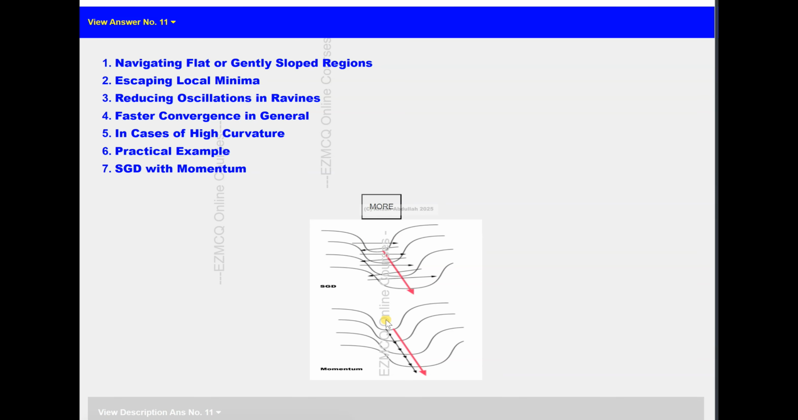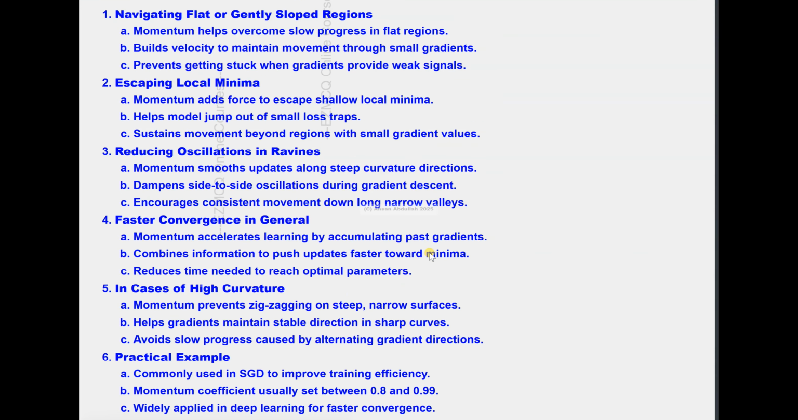So these are the oscillations. You see there are no oscillations with momentum. Faster convergence in general. With oscillation, of course, that will take extra time. So over here the convergence is fast. Practical example. So in detail, what we will be covering is here in front of you.